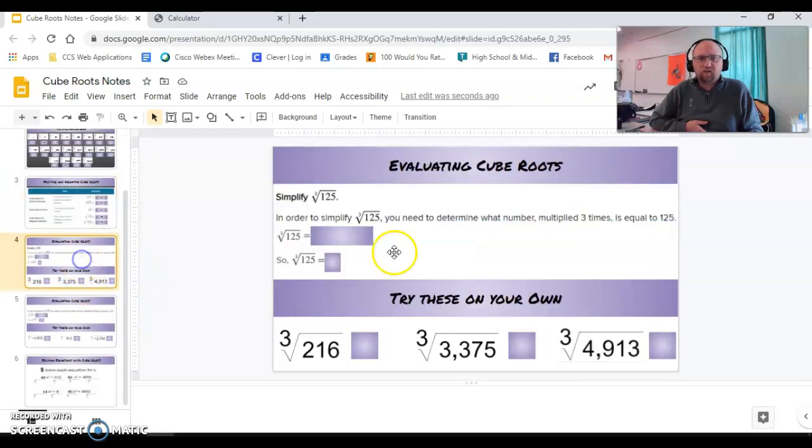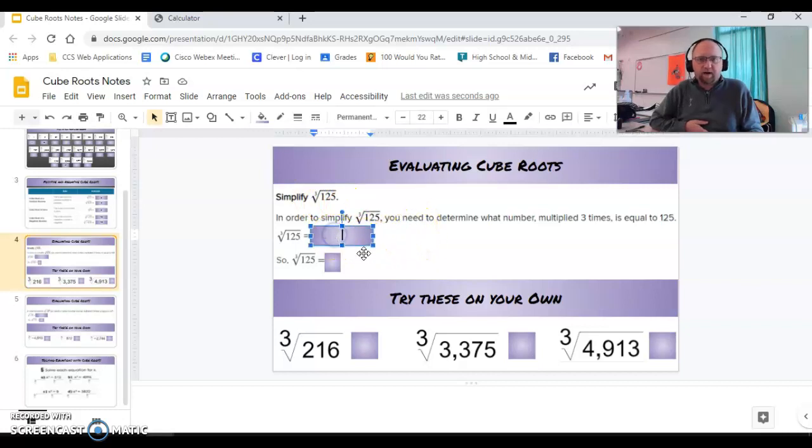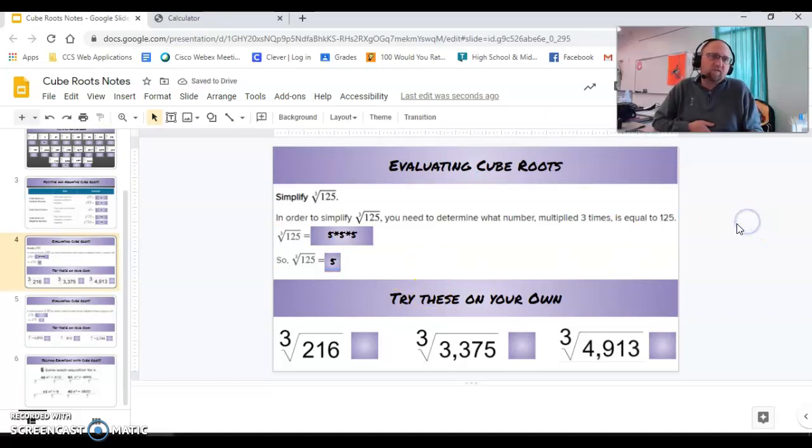On this particular page, you're asked to simplify this cube root of 125. Well, if you think about it, 5 times 5 times 5 is equal to 125. So the cube root of 125 is going to be 5. What you need to do to finish this slide is evaluate each of these cube roots and type your answers in these boxes.